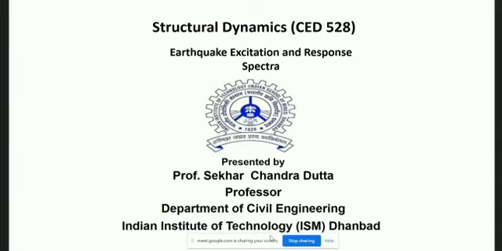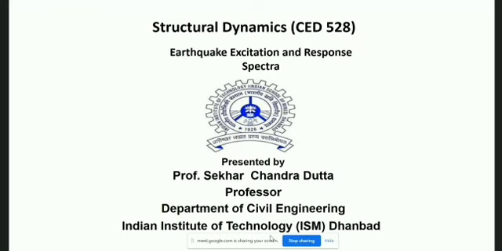And then after the initial proposition of the concept by Housner, it was further enriched considerably by Newmark and Hall, and then many people have contributed to the development of the design response spectrum, which we are presently using in the code. We'll talk about that in detail.